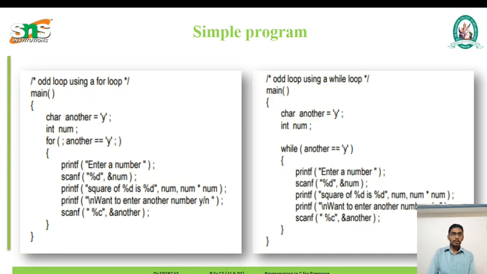Here are some other program examples. One is a for loop. Here there is no initialization part and no increment or decrement part, only the condition part is available. So this for loop will execute as long as the user is giving yes, which means y. If the user enters any other character apart from y, the for loop terminates. In the same way, in the while loop also, if the user enters any other character apart from y, the while loop comes out.